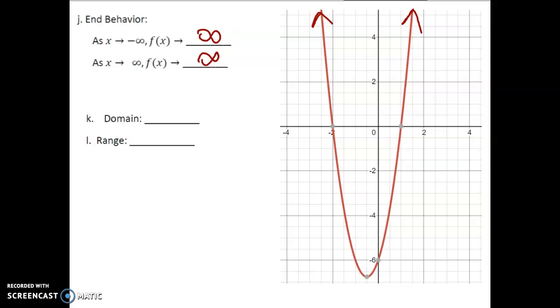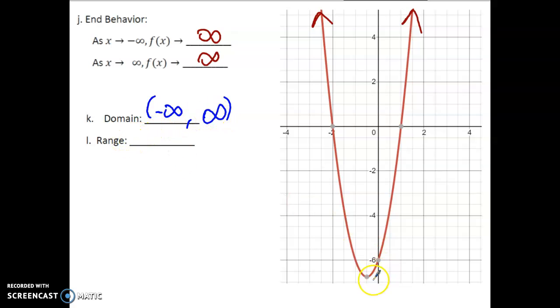All right, how about domain? Remember, domain is all the possible x values from left to right. So farthest to the left that this graph goes. Remember, this arrow is going up, but it's also going left. So my domain starts at negative infinity, and it goes on and on forever to the right, which is positive infinity. If you write from positive infinity to positive infinity, that means you didn't actually go anywhere. So make sure you've got negative infinity, positive infinity.